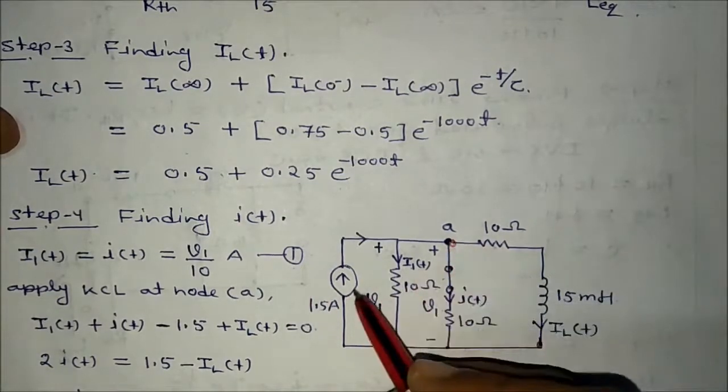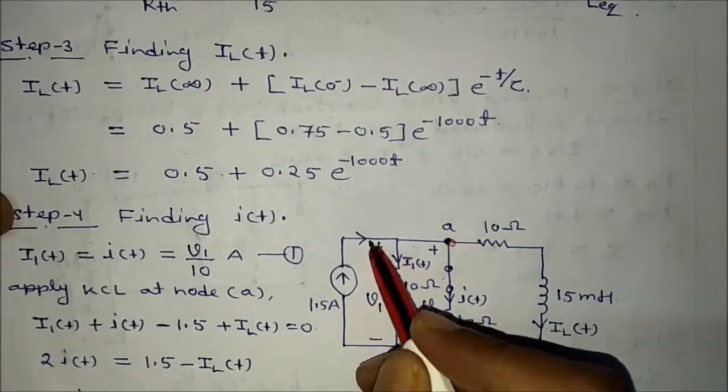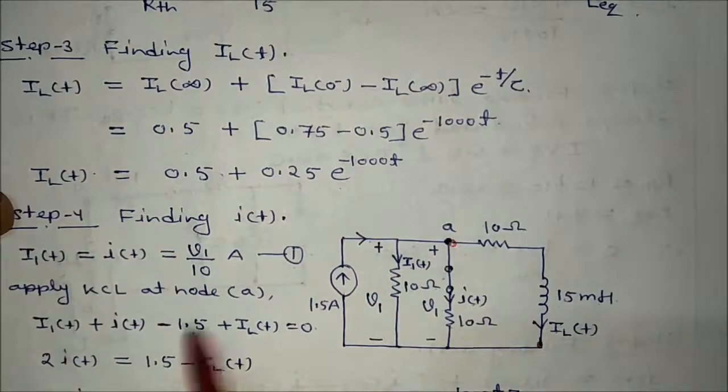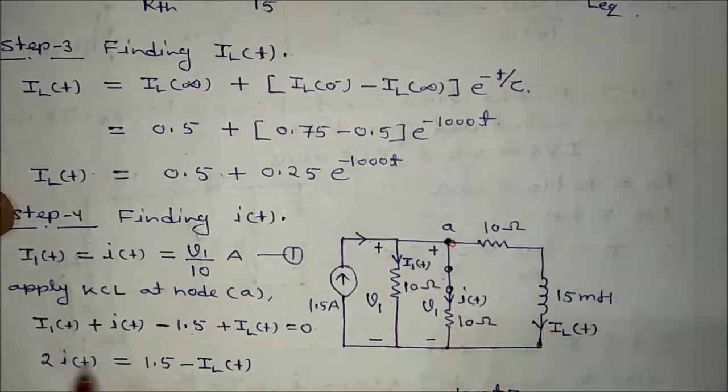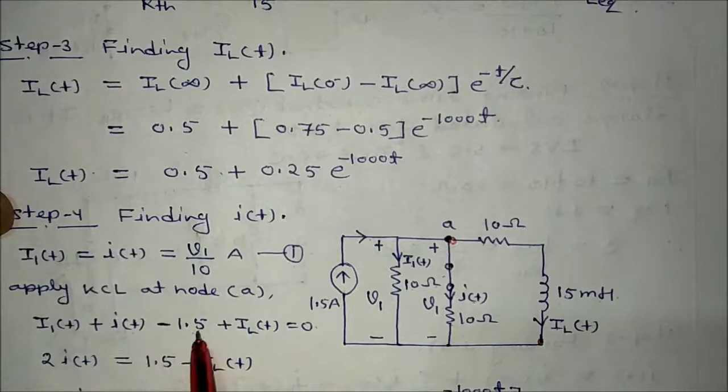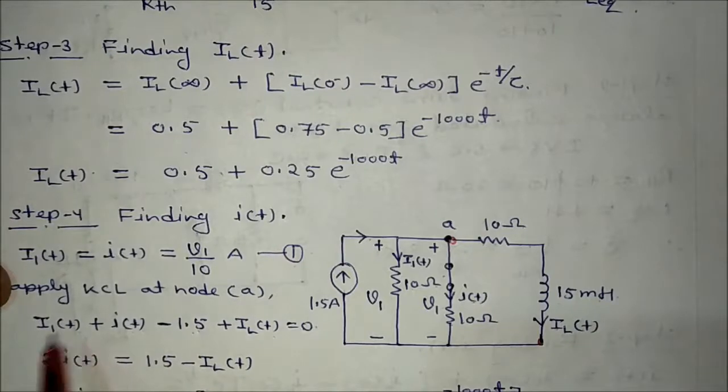What will you get? This current is incoming current, so this will be minus 1.5. This current is outgoing, this current is also outgoing, this current is also outgoing. So I1T plus IT minus 1.5 plus ILT is equal to 0. We have to calculate the value of IT, and we know that I1T is exactly equal to IT. So 2IT is equal to 1.5 minus ILT.